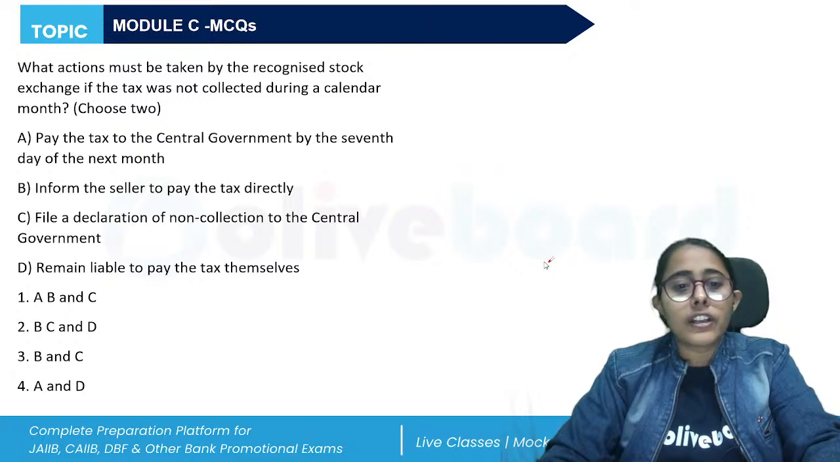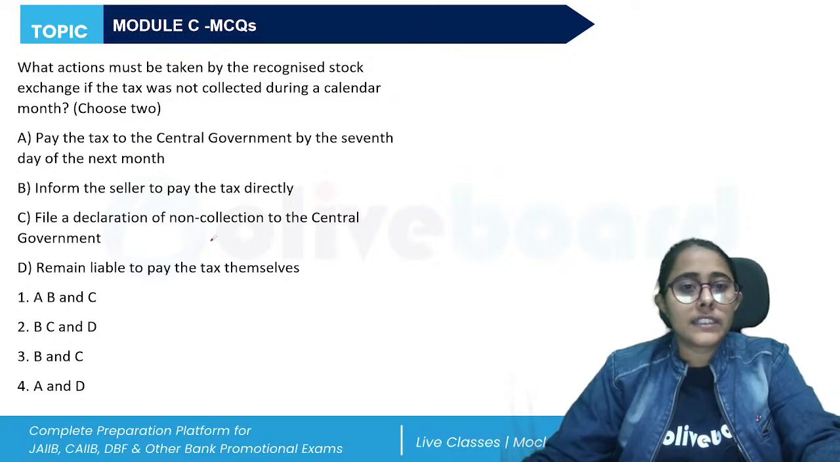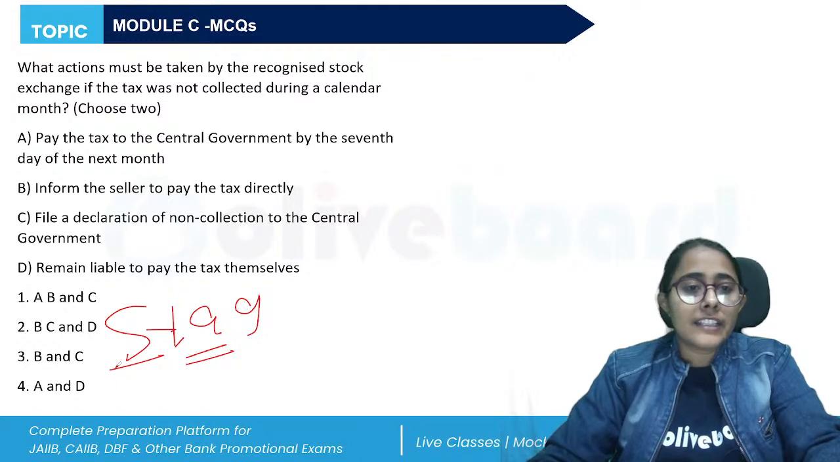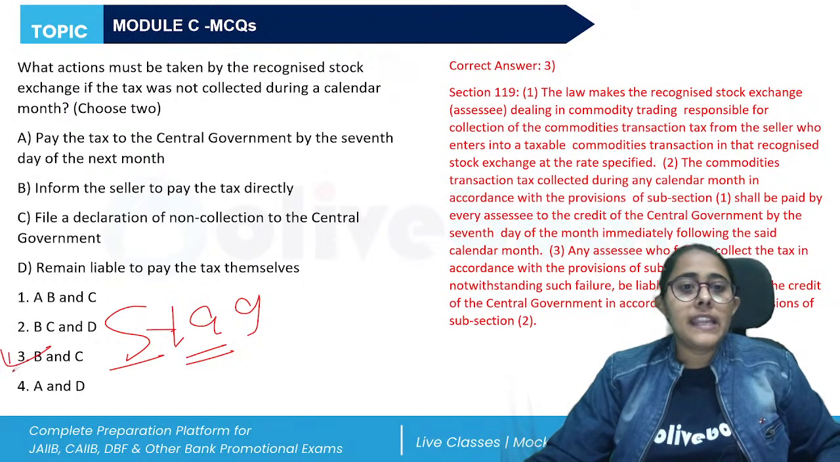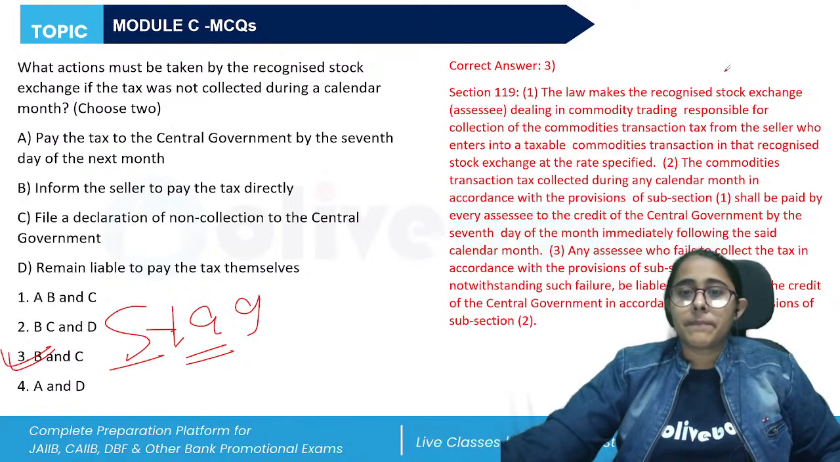So here we are talking about the commodity transaction tax. Section 119 talks about this, that what action will be taken by the recognized stock exchange, and the correct answer is option 3, that is B and C. The law makes the recognized stock exchange dealing in commodity trading responsible for the collection of the commodities transaction tax from the seller.